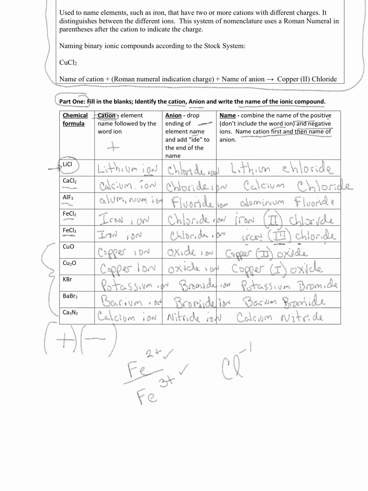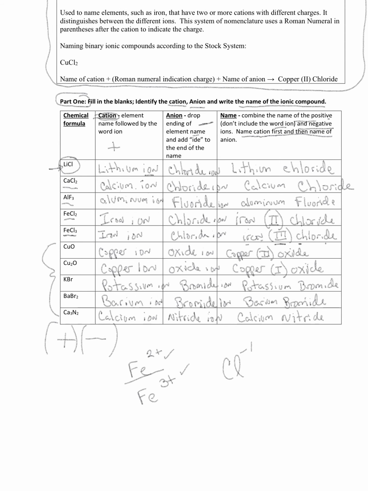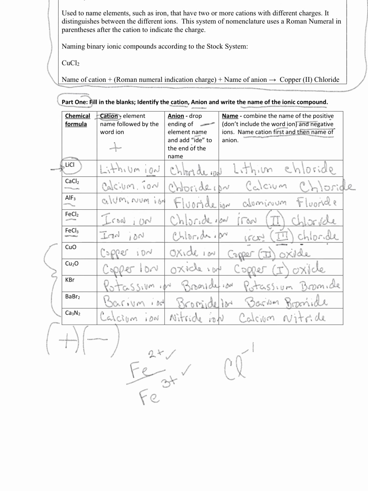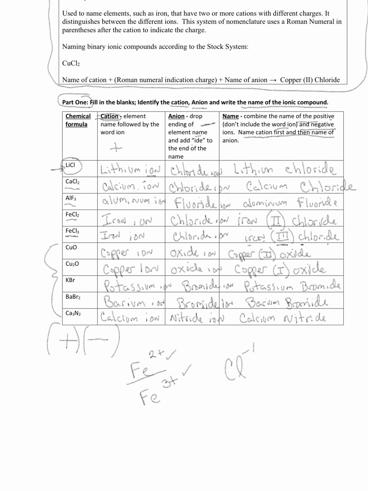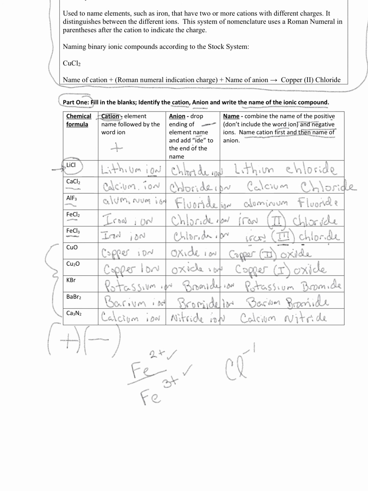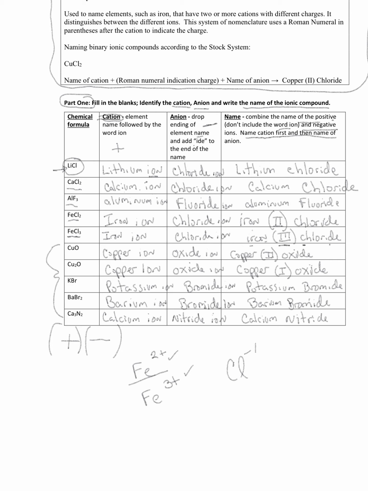Now the next one, KBr, potassium is the first element, right? That's the cation, and the bromide ion is the second element. You put it together, you get potassium bromide. Now the next one, barium is the first one, barium ion. That's your cation. And then you have the bromide ion, which is your second element. And you put it together, you get barium bromide. And the last one, calcium is your cation, and then nitride ion is your anion. You put it together, you get calcium nitride.